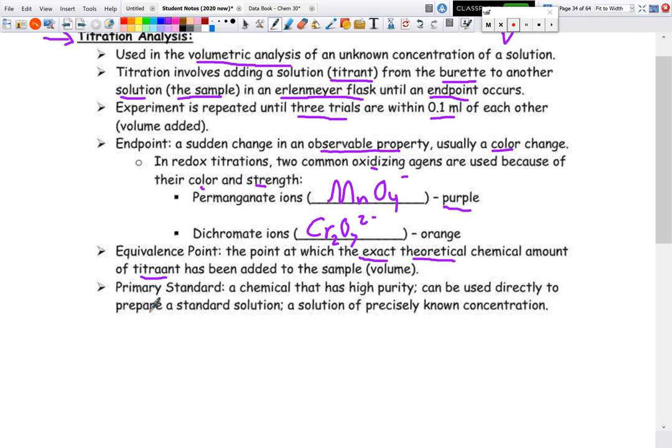And of course, a primary standard. This is something that has high purity and can be used directly to prepare a standard solution. And this is normally a solution that is of precisely known concentration. So of course, if you are going to be doing a laboratory technique like a titration, you need to know, for the most part, your titrant, but it could be your sample as well. You need to have one thing with a precisely known concentration, and that is used with a primary standard, and that gives our standard solution.